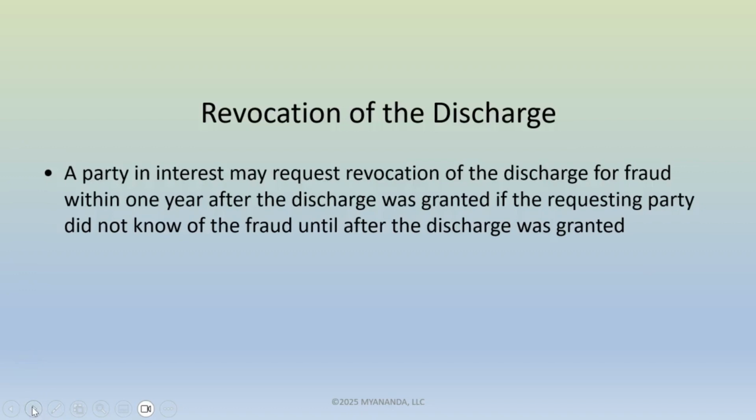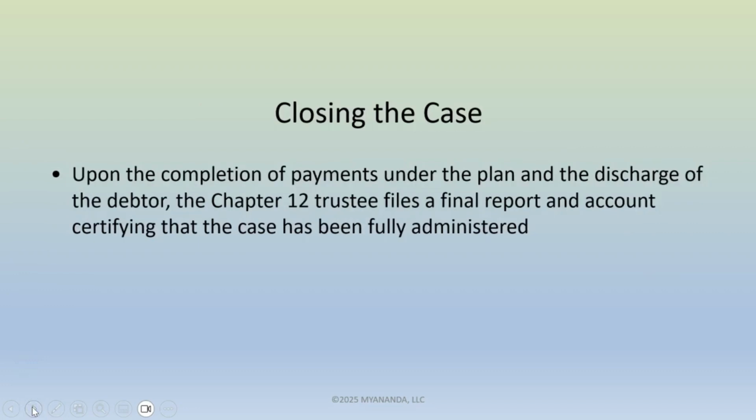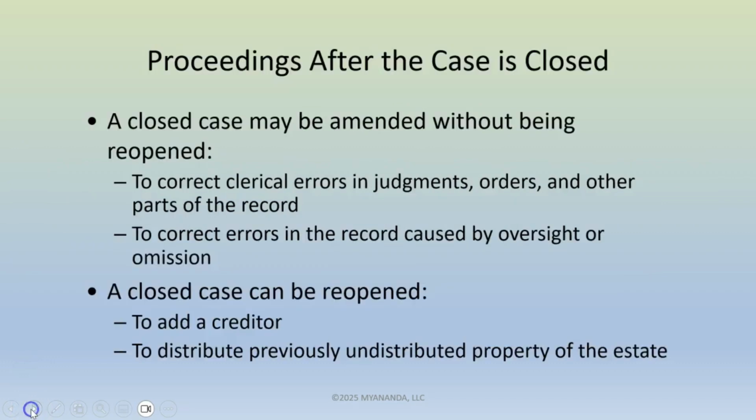To revoke the discharge, a party in interest may request such, I think they file a motion. I'm not sure if it's a motion or a complaint. So if there was known fraud after the discharge was granted. And then closing the case, the trustee will do a final report and account, and certify that the case has been fully administered. Finally, a closed case can be amended without being reopened, and a closed case can be reopened.